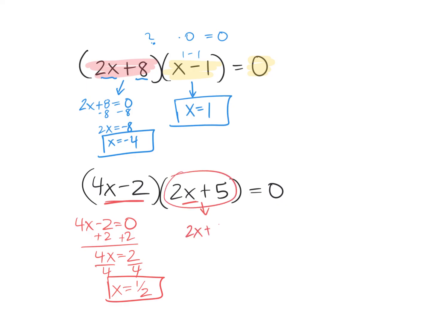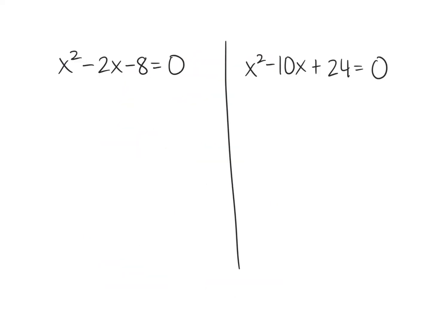So 2x plus 5 equals 0. 2x equals negative 5 if I subtract 5. Divide by 2. x equals negative 5/2 or negative 2.5. So if you plug that in here, you would get 0, and then 0 times this equals 0.